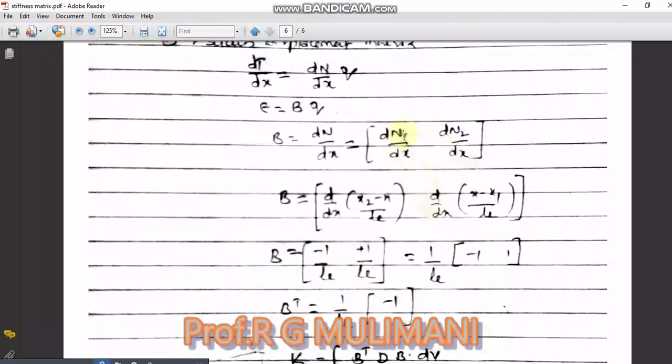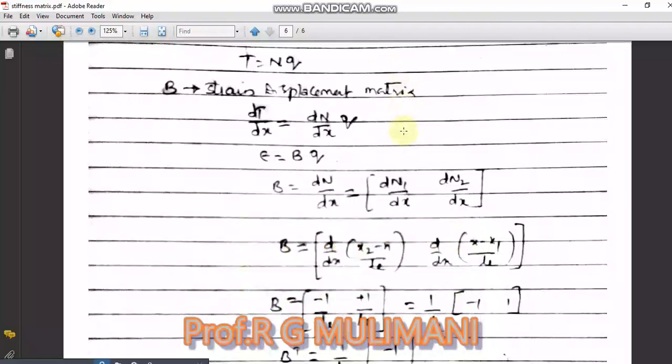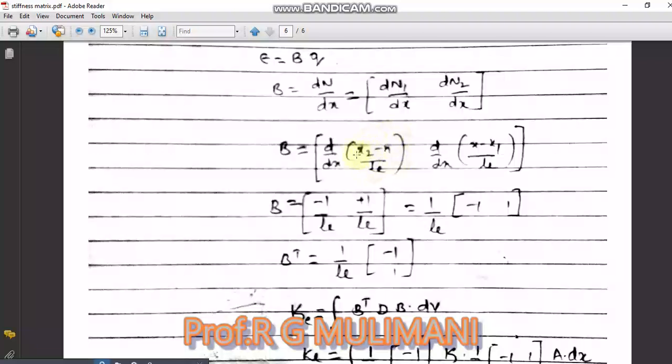We already derived N1 is equal to (x2 minus x) by LE, N2 is (x minus x1) by LE. So substituting these N1 and N2 values and differentiating with respect to x. What is the differentiation of this term with respect to x? It is only x here, so it is minus 1 by LE. Differentiation of this term, x by LE, is 1 by LE. This x1 is constant, so its differentiation is 0. Differentiation of x is 1, so 1 by LE. So B is equal to 1 by LE times [minus 1, 1].